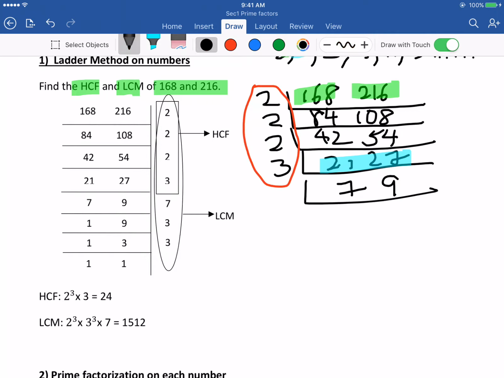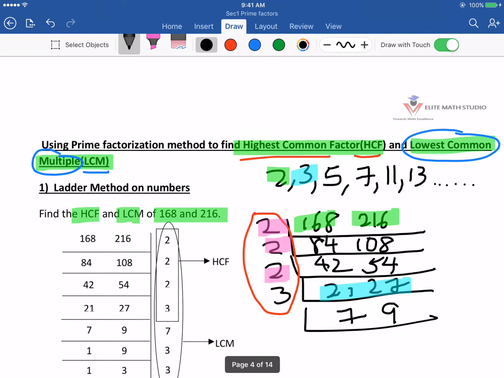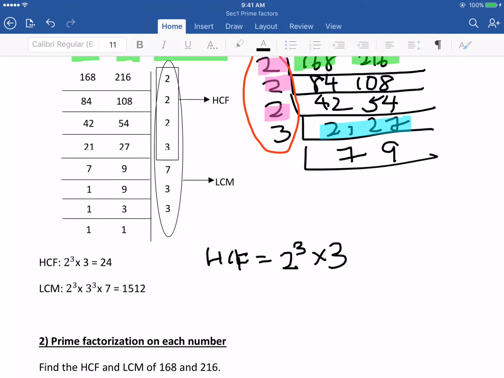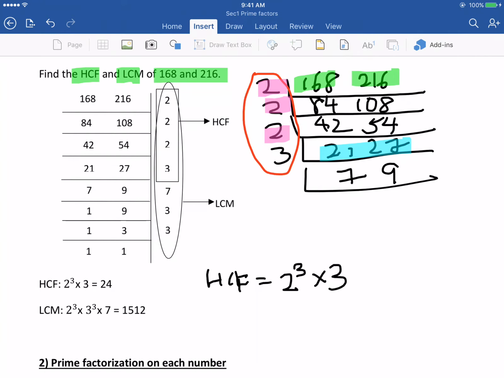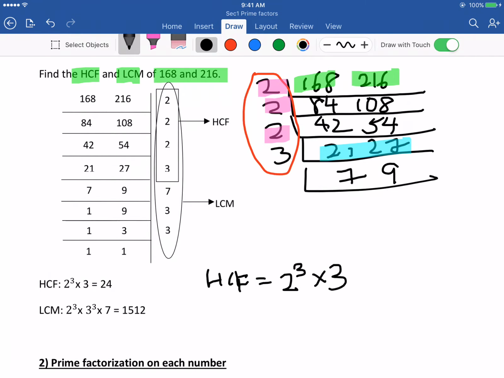So you write here HCF. Highest common factor will be, how many 2s are there? 1, 2, 3. So you write 2 to the power of 3 times 3. That's the answer if the question asks you to express your answer in terms of prime factors. If the question just asks you to find the highest common factor, you work it out. 2 to the power of 3 is 8, so this will be 24. Next step, how am I supposed to find the LCM?